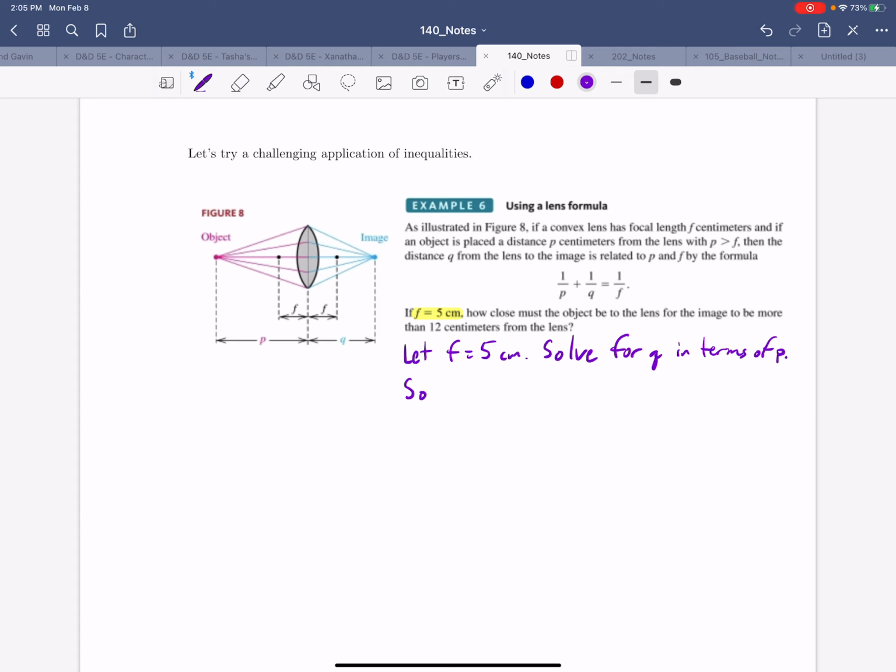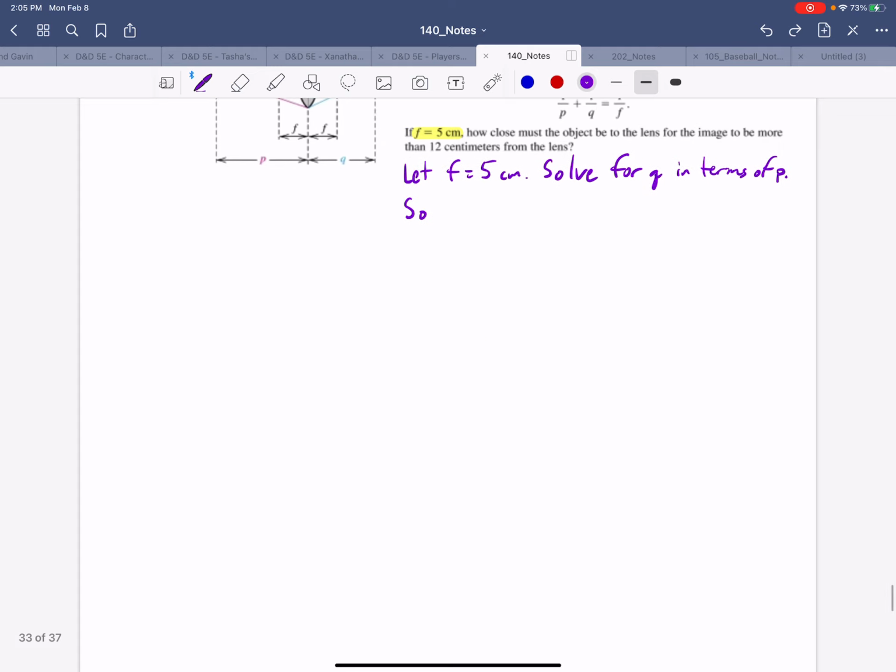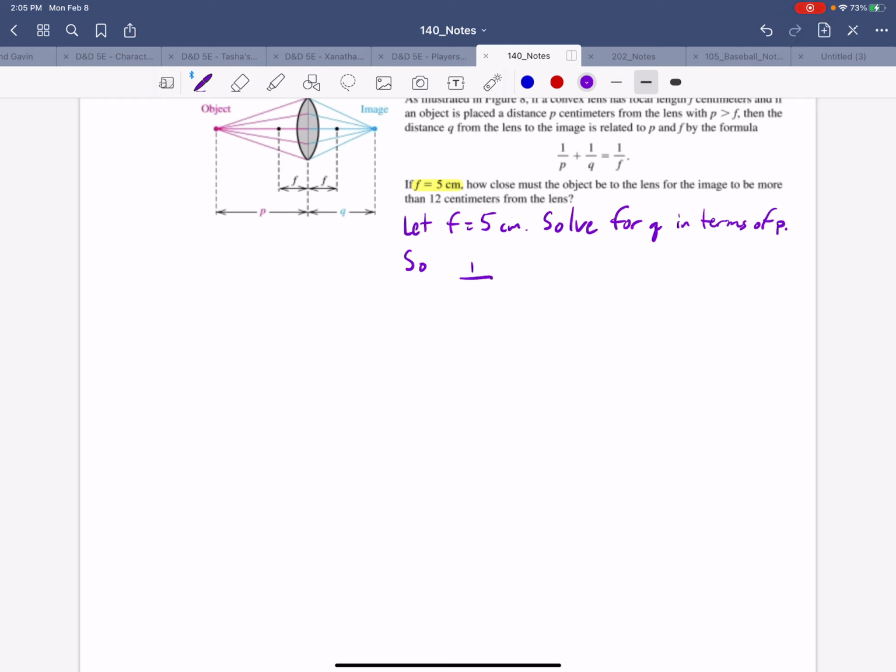So we're going to have 1 over P plus 1 over Q equals 1 over F, which is 1 over 5. Let me move this down a little bit. Okay, and then we are going to try to solve for Q, right? So we're going to subtract the 1 over P over. So we're going to get 1 over Q equals 1 over 5 minus 1 over P, right?